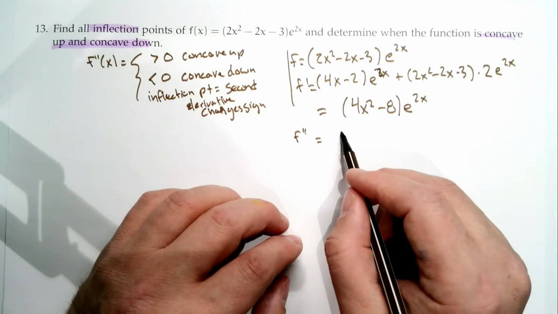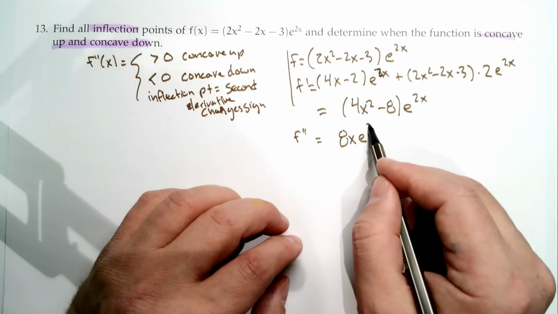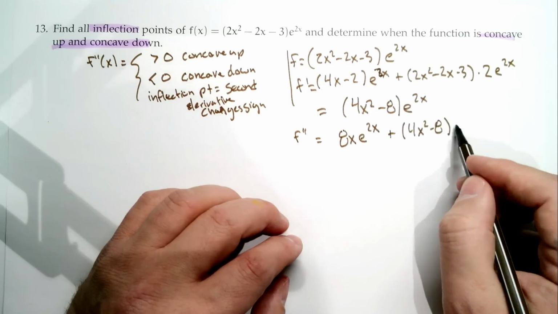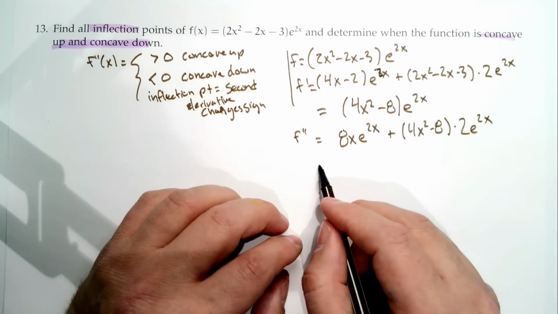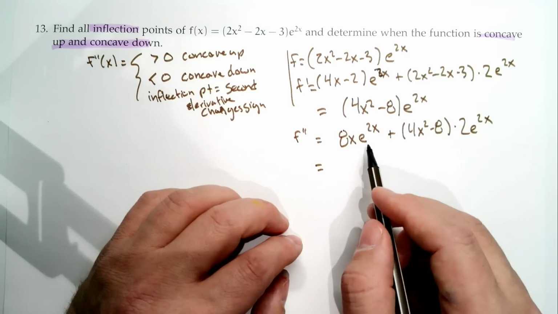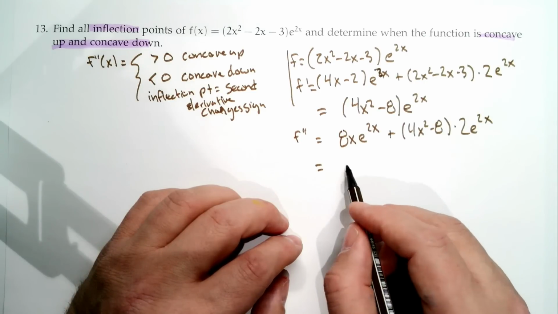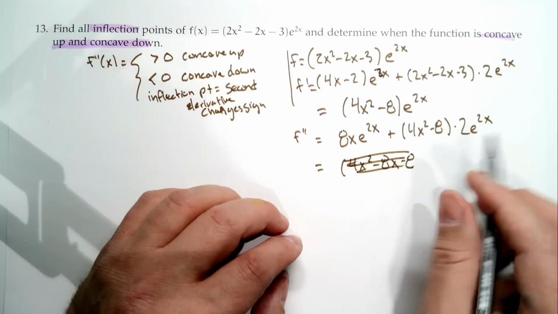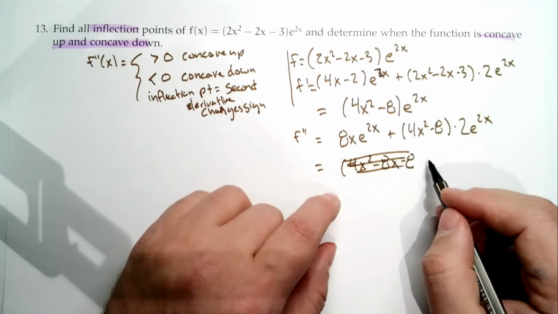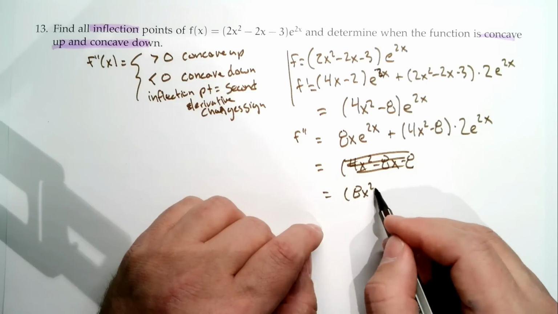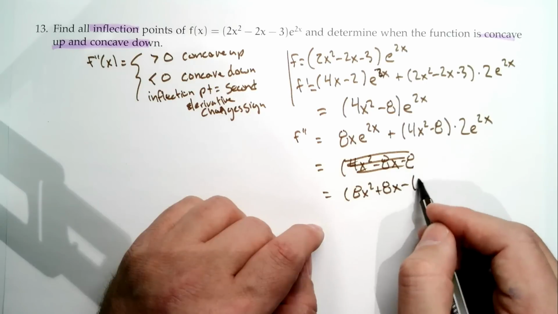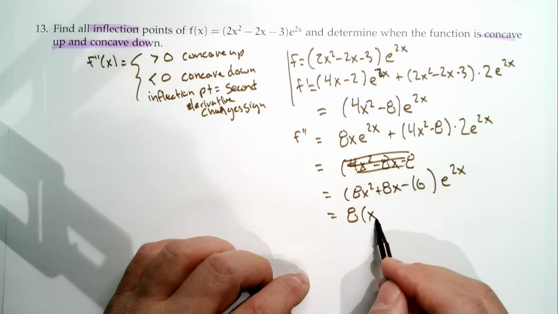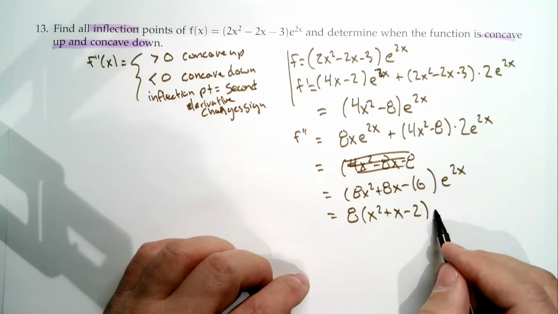So product rule. Go to the first, 8x, then e to the 2x, plus 4x squared minus 8, times 2e to the 2x. And again, let's pull out. What do we have? Actually it's not so bad here. 4x squared minus 8x minus, whoops, don't forget the 2. It's 8x squared plus 8x minus 16, e to the 2x. Sorry about that. I'm trying to go fast. And when you go fast, you make mistakes. Let this be a lesson.